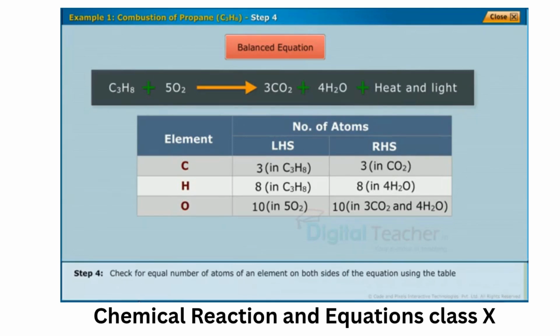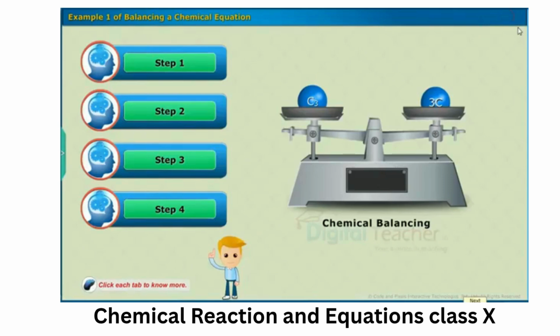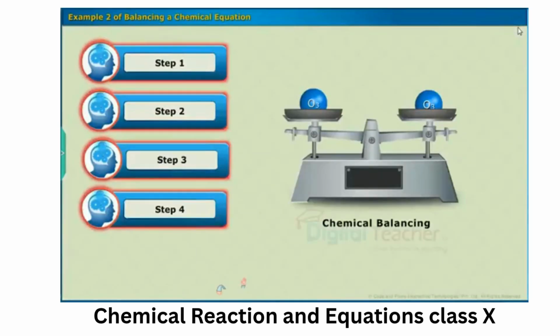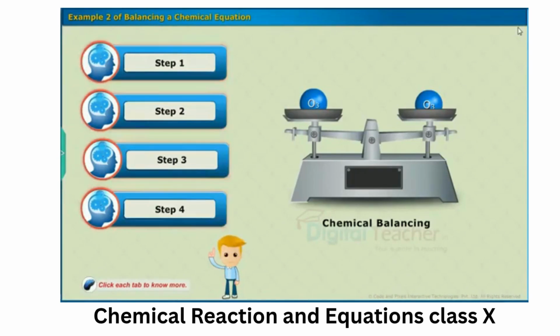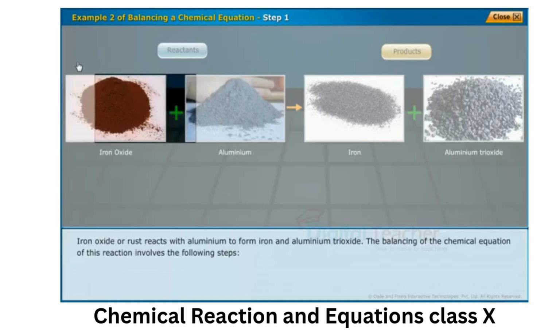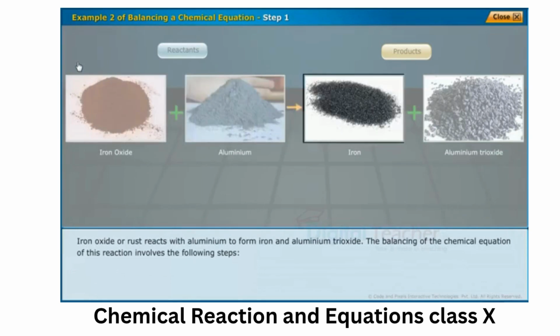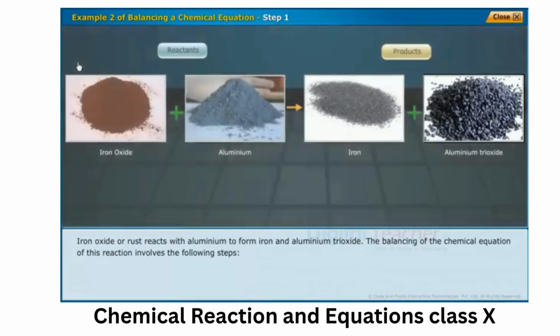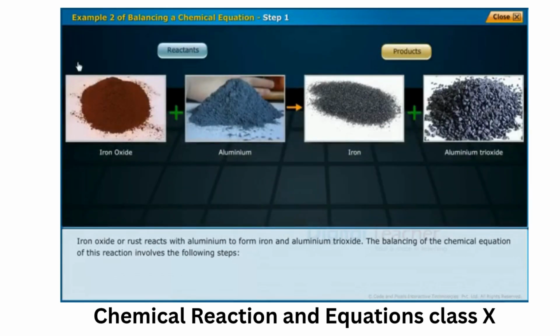Let us learn to balance another chemical equation. Example 2 of balancing a chemical equation. Click each tab to learn the steps in detail. Iron oxide, or rust, reacts with aluminium to form iron and aluminium trioxide. The balancing of the chemical equation of this reaction involves the following steps.